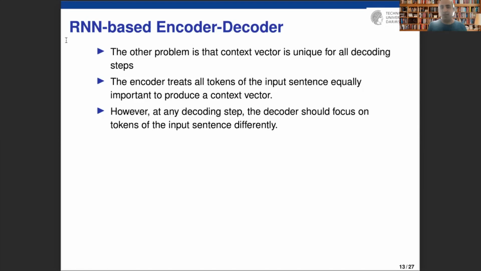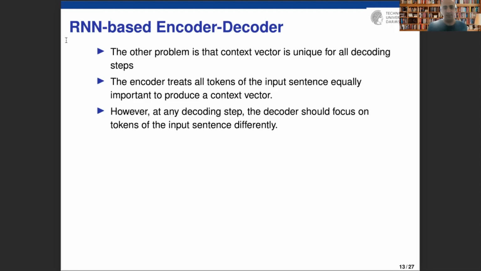But still, the model is not ideal. Why? Because the other problem is that the context vector is unique for all decoding steps. What do we mean by that? We use one context vector, and then we feed it to each step in the decoder. So at each decoding step, we look at the input text equally. We don't care what we want to generate. In any sense, we assume we have one context vector.